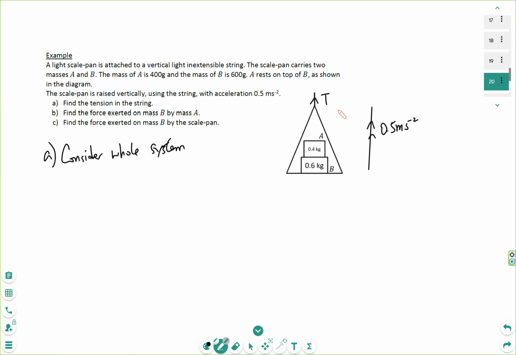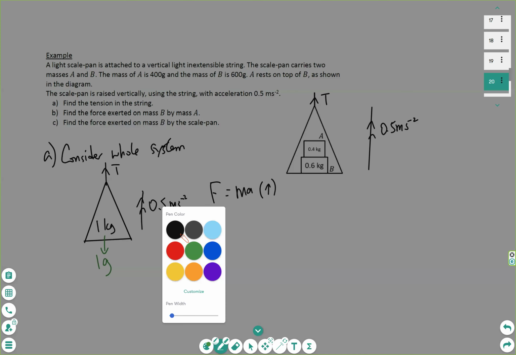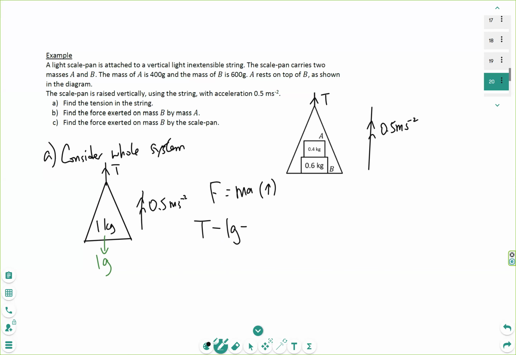How does it work? Well, think of it like a scale pan. We've got tension pointing upwards, and in here we've got a 1 kilogram block. We're going upwards by 0.5 meters per second squared, so we're using F equals ma upwards. What else do we have pointing downwards? I nearly forgot, the weight, 1g. So F equals ma: T minus 1g equals the mass, 1, times the acceleration, 0.5.